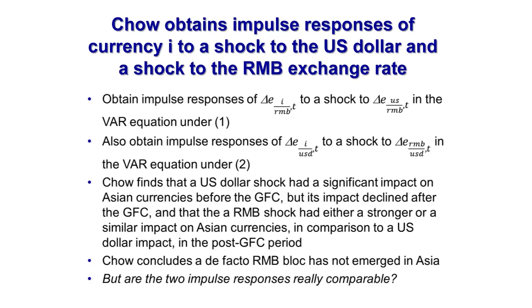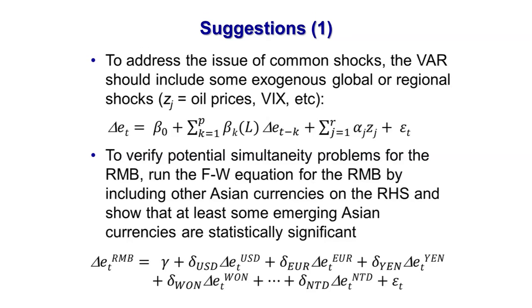But are the two impulse responses really comparable? That's a question that came to my mind. In her original paper, which I read, the oil prices were not included, but now I'm very happy that the oil prices are included to address the issue of common shocks, which she talks about. Some common shocks should be included because that's what she was talking about. So some exogenous variables, regional common shocks, or global common shocks.